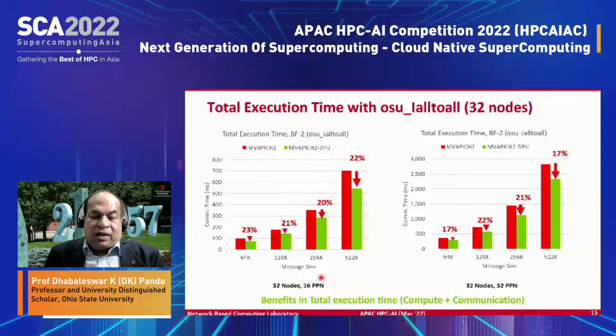These numbers are for 32 nodes, 16 ppn, a 512 process run. And you can see you get almost a 22% benefit in the overall execution time of this pattern, where you have communication followed by computation. And on the right hand side, this is a 1000 process run. And here you can see again 21% to 27% benefit.